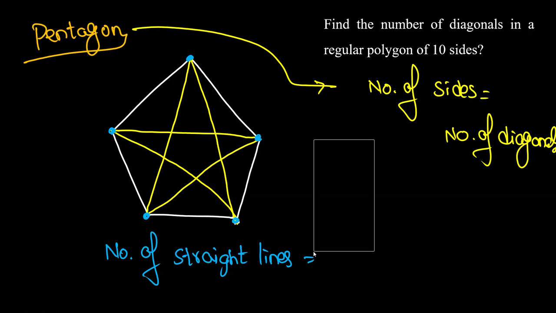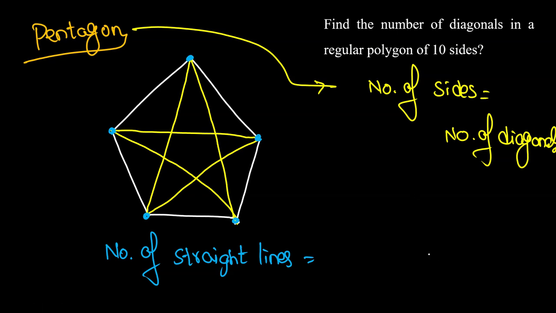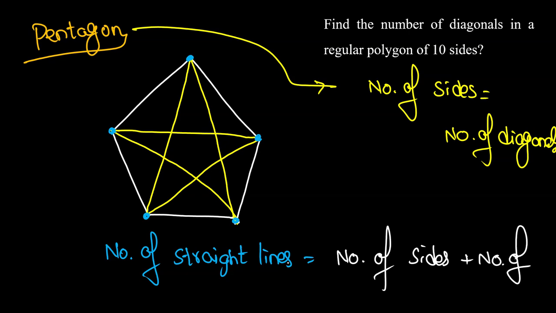How many points are there? 5 in a regular polygon. Definitely they are not collinear; no 3 points are collinear. With more than 2 points, nothing collinear will form. So the number of straight lines is equal to the number of sides plus the number of diagonals. How many sides are there for the pentagon? 5. Total straight lines are 10, 5C2 is 10, so diagonals will be 5.